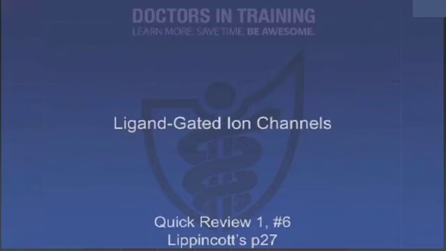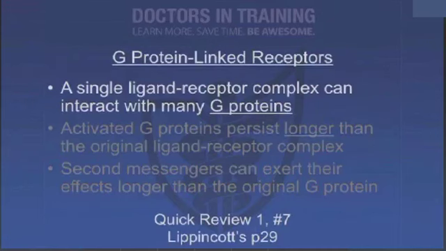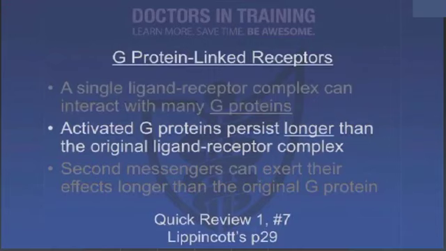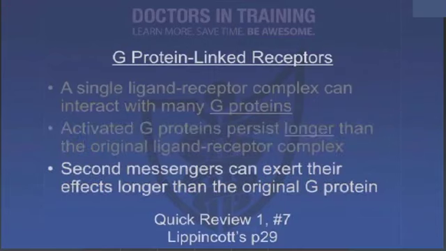What type of channel will regulate the flow of ions across the cell membrane? That's the ligand-gated ion channel. List 3 ways that G protein-linked receptors amplify signal duration and intensity. Well, first, a single ligand receptor complex can interact with many G proteins. Second, activated G proteins persist longer than the original ligand receptor complex. And then finally, second messengers can exert their effects longer than the original G protein.